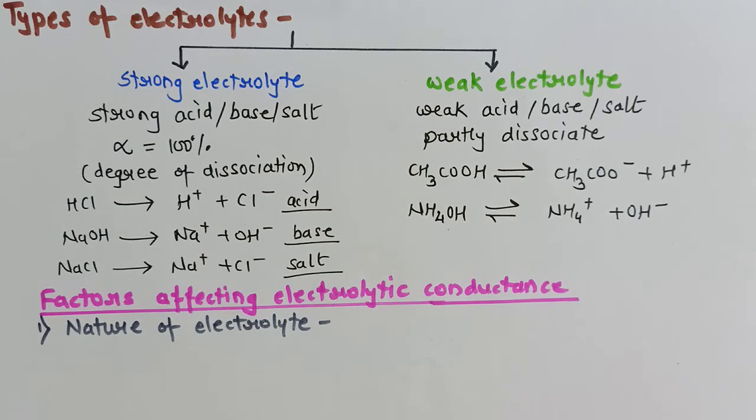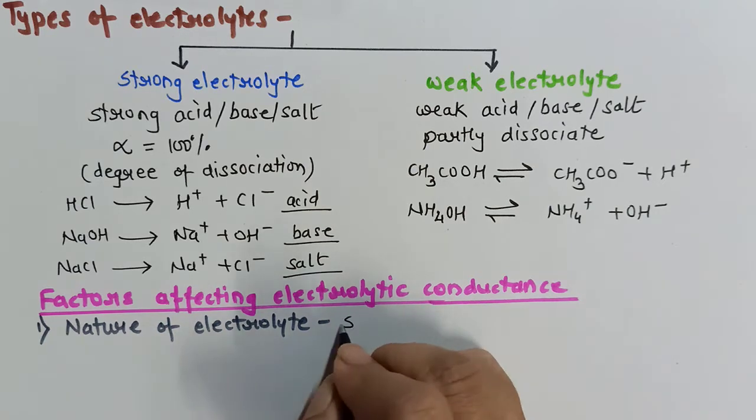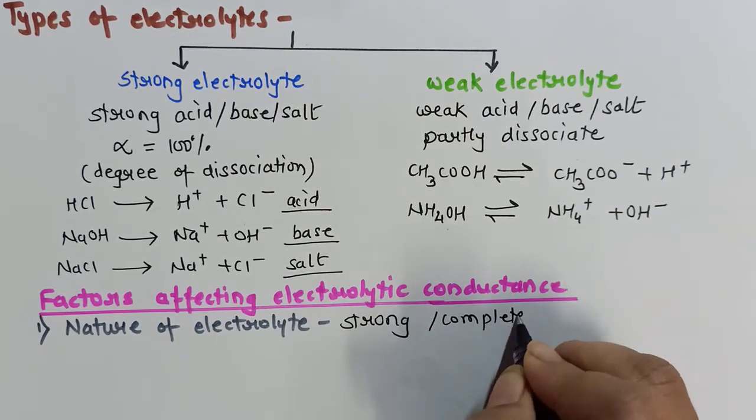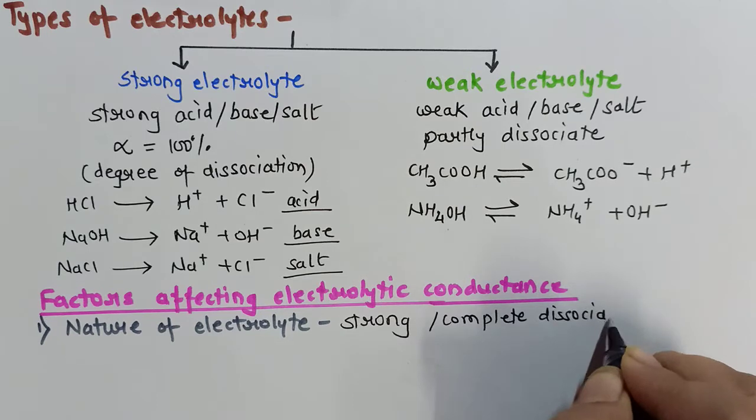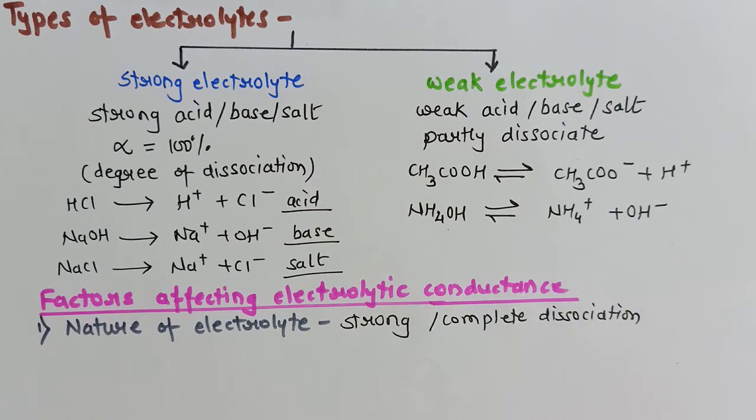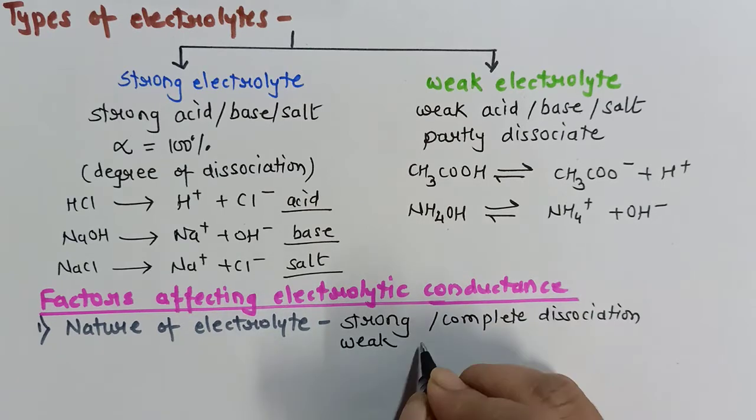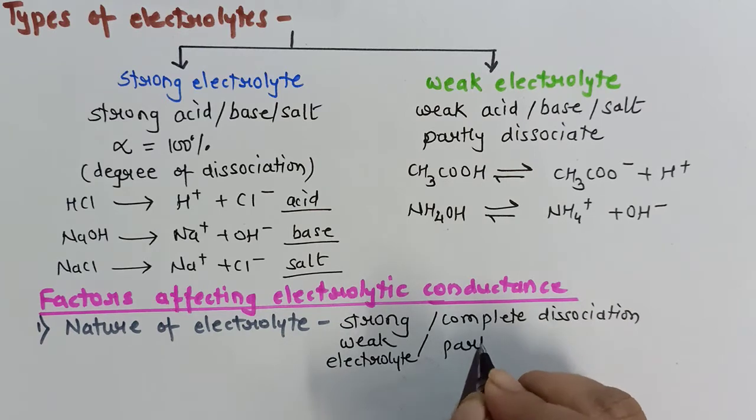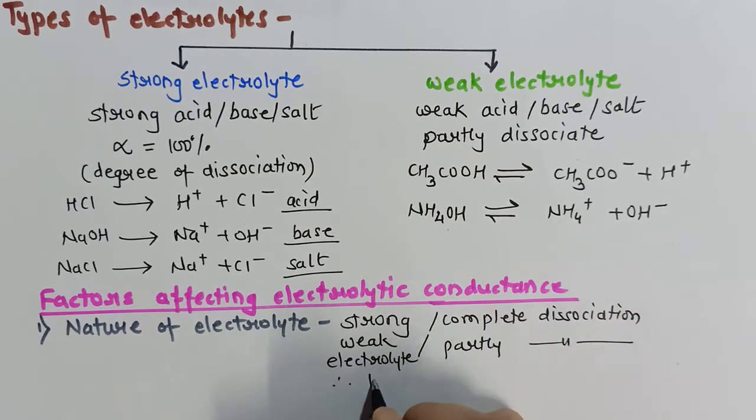Now when we know that in electrolytic cell the conductance takes place because of the presence of electrolytes, obviously now there will be certain factors that will affect this electrolytic conductance. So now we'll discuss the factors affecting electrolytic conductance. The very first is nature of electrolyte. Just now we have discussed that if it is a strong electrolyte, complete dissociation will take place, and therefore it will carry a good amount of current, the conductance will be higher. On the other hand, the weak electrolytes partly dissociate and therefore less conductance.